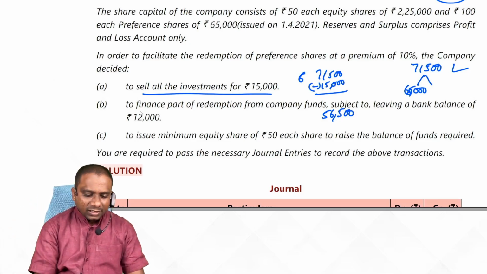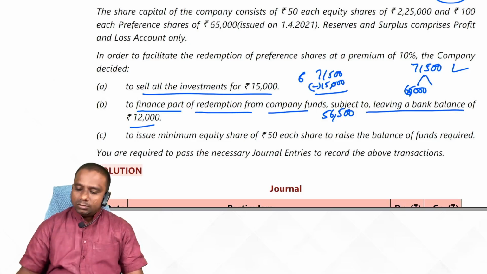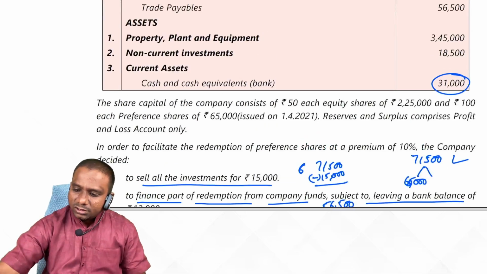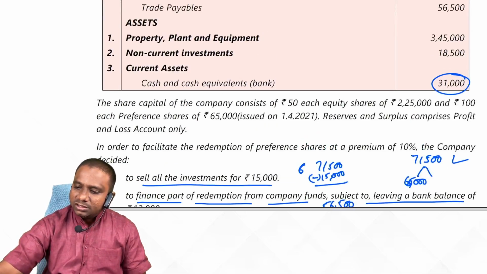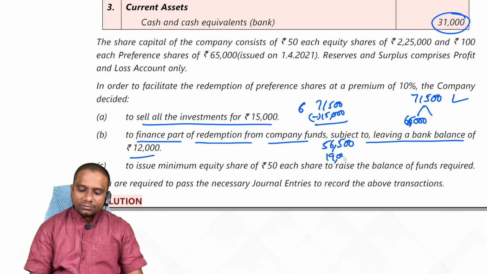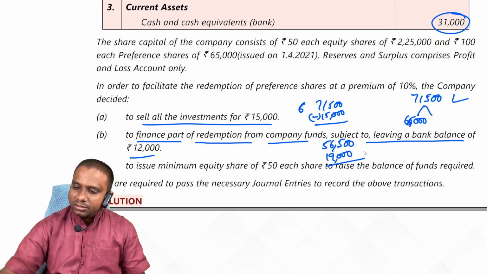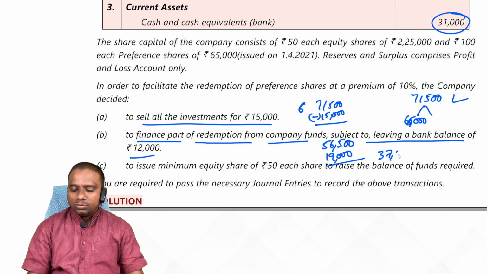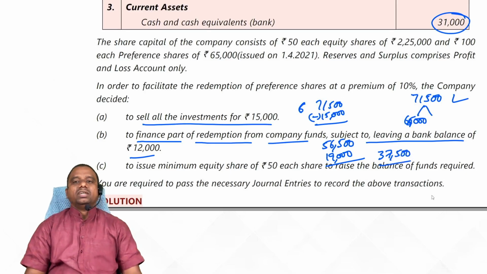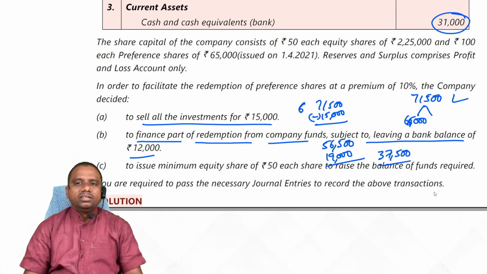Next, what they are saying: to finance part of the redemption from company funds, subject to leaving a bank balance of 12,000. So in total we have 31,000 in the bank now. Leave 12,000 in the bank itself, so remaining we utilize 19,000 rupees. Minus 19,000, the remaining amount we need is 37,500. Whatever you do, you have to generate 37,500 rupees of funds.